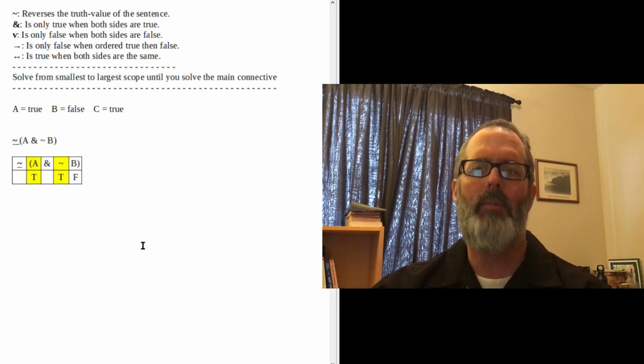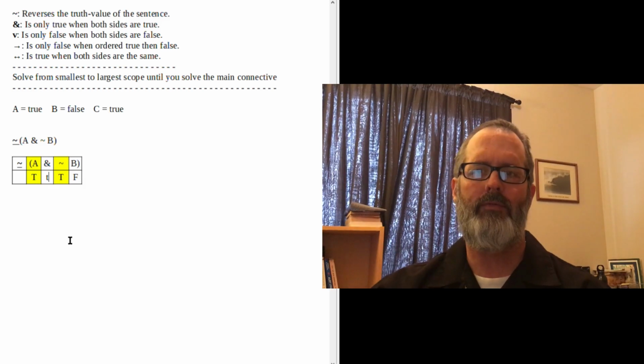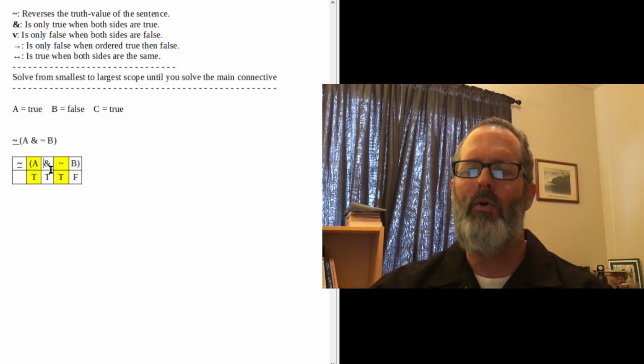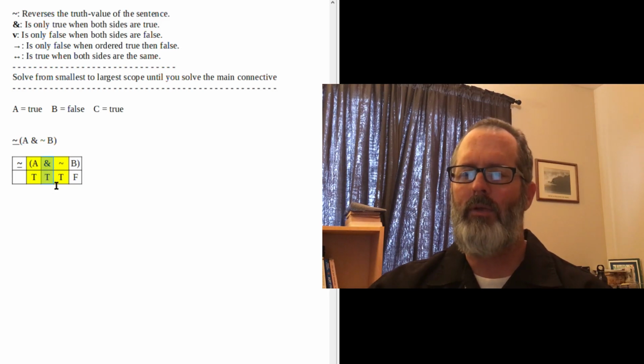What do we have? Both sides are true, so this and is true. Good? So this and's value now replaces all these other values. So I am not concerned anymore with these other values. I am only concerned with the value under and. Good? Let's see. Can we be really annoying?